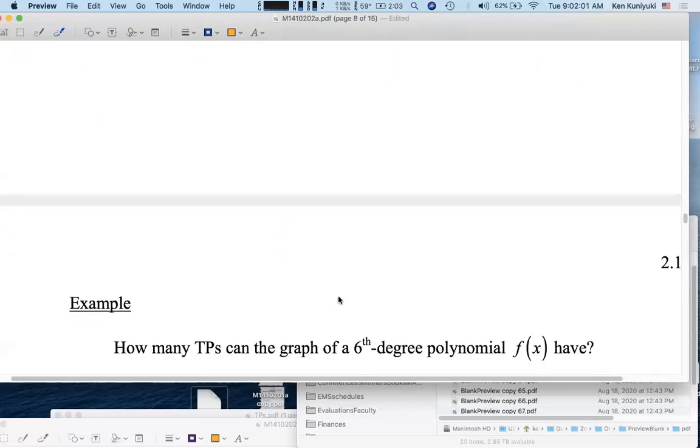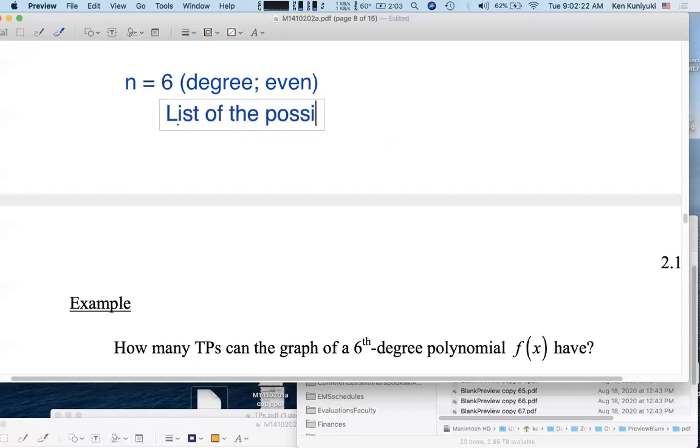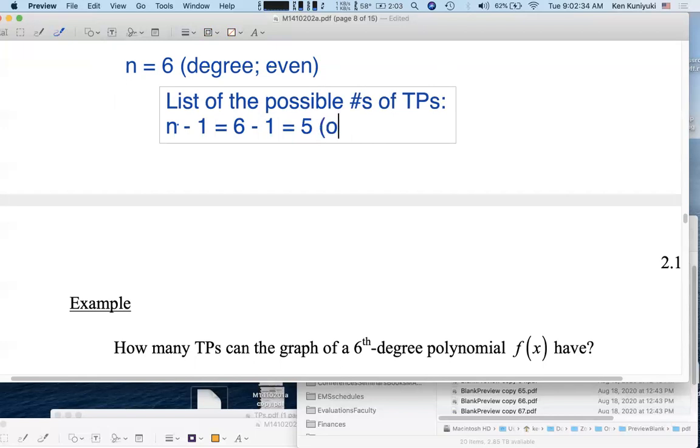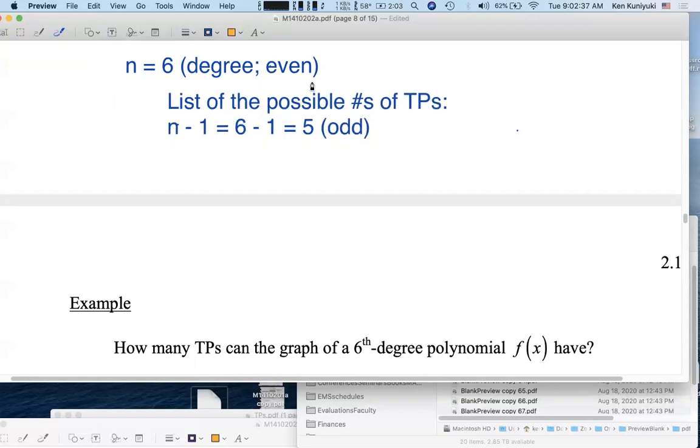Now, what about a 6th degree polynomial graph? How many turning points can a 6th degree polynomial graph have? Again, let's use the algorithm. We begin with n equals 6. That's the degree, and it's even. To get our list of the possible numbers of turning points, we start with n minus 1, which is 6 minus 1, or 5. Notice that 5 is odd. Remember, an even degree polynomial graph has to have an odd number of turning points so that it goes back to where it comes from.